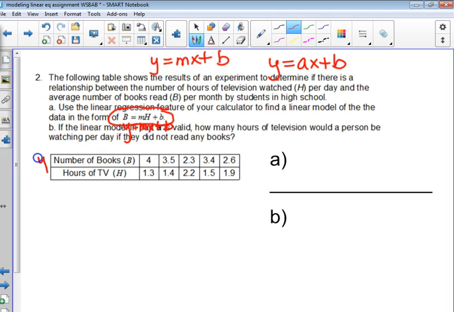This is going to be the y value. So the easiest thing to do is to put that in list 2. There's another way you can do it. You can tell it to use x for list 2 and y for list 1. But if you have an older calculator, that gets real confusing. So I'm just going to type them in this way. And list 1 will be the hours.